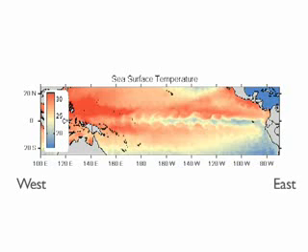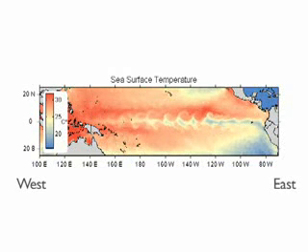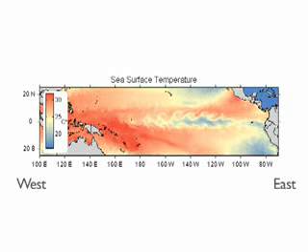This map shows the result of an ocean computer model of sea surface temperature in the Pacific Ocean at the equator. Warm waters are shown in red and cold waters are shown in blue. Notice the colder water in the eastern Pacific.